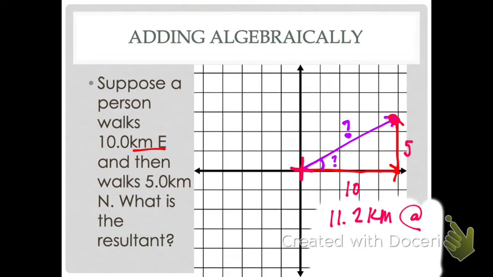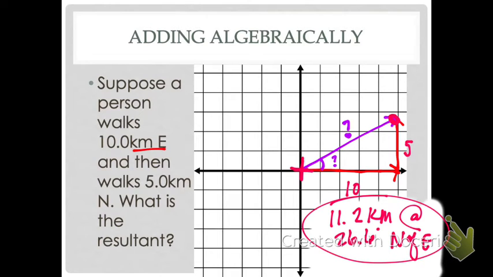What's my angle here? 26.6. Good. 26.5 or 26.6, right? 26.6 degrees. What of what? North of east. Very good. North of east. It's touching the east axis and it swings north. So that is what constitutes a complete answer. We got magnitude and the angle.